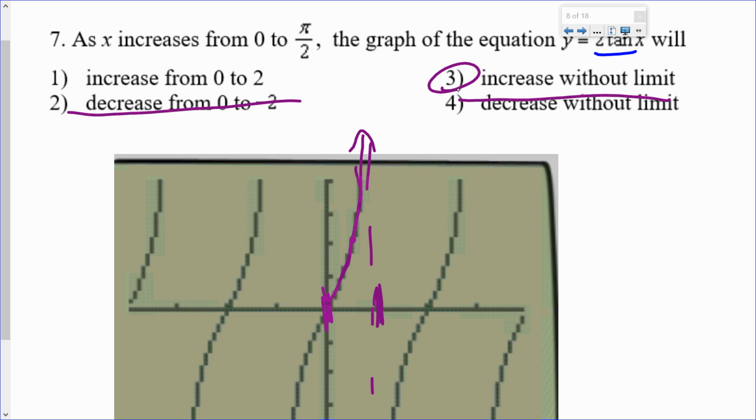To make it simple, I'm trying not to open a whole can of worms with this unit. If they talk about tan, just type it into the calculator. They're not going to ask you much about tan, if anything. Most likely they're not going to ask about tan. But if they do ask about tan, just type it into the calculator and use zoom 7, which is zoom trig.